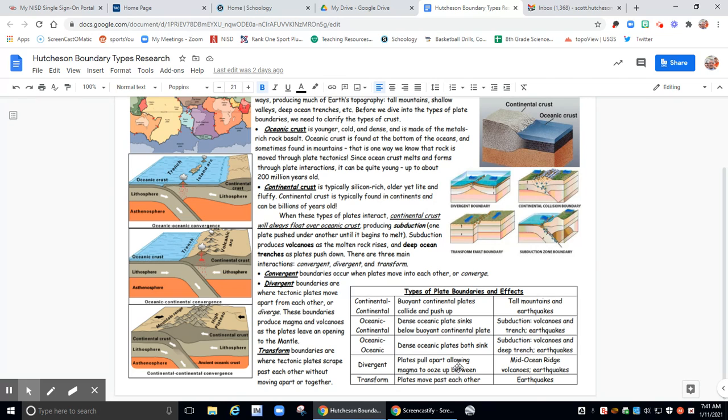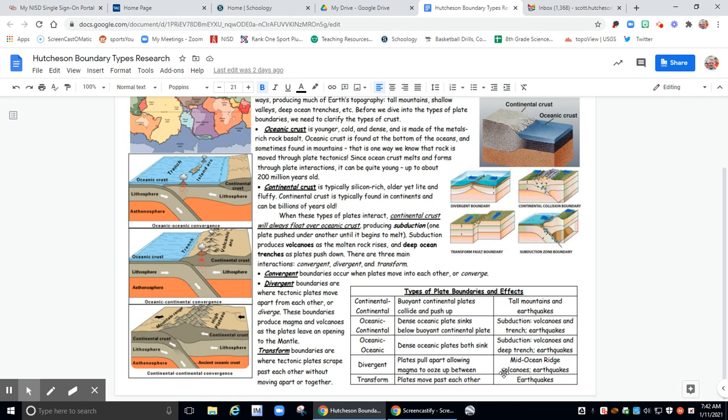Divergent boundaries, the plates can pull apart, allowing magma to ooze up in between. The formations that we get are the mid-ocean ridge. We get some volcanoes and, again, earthquakes. And then the transform boundaries, which is the one that we see in California, the San Andreas Fault, where two plates are sliding past one another, can create earthquakes.